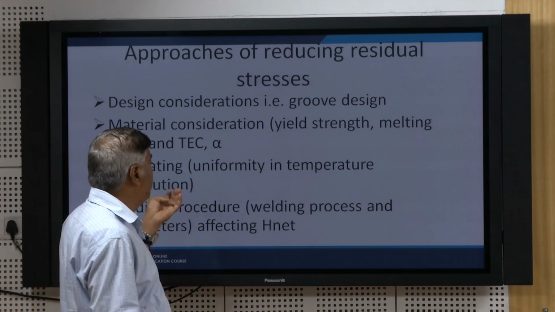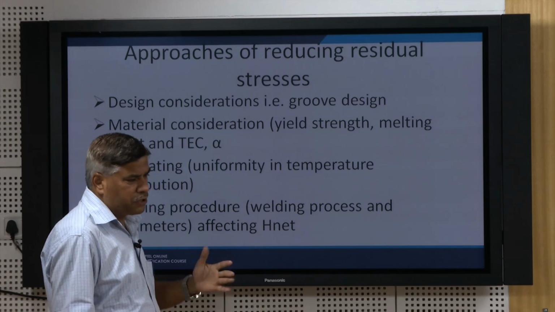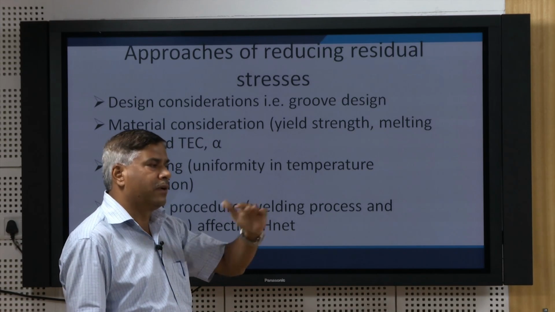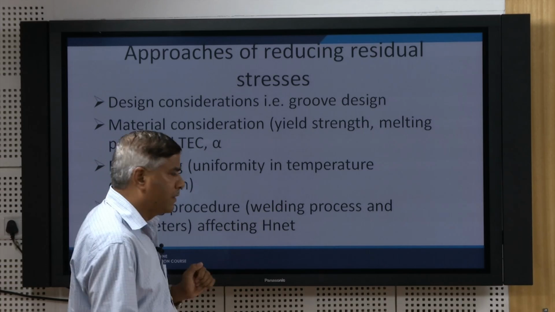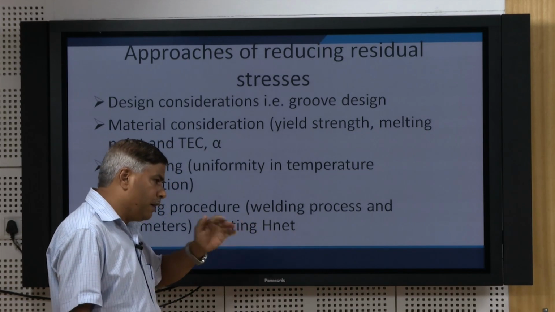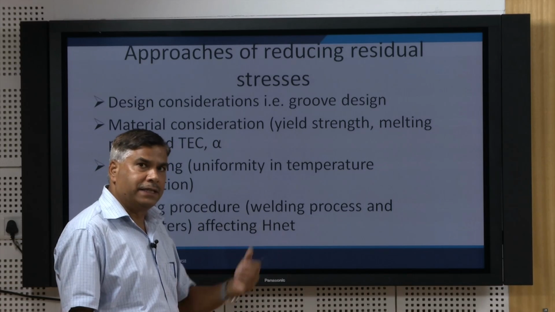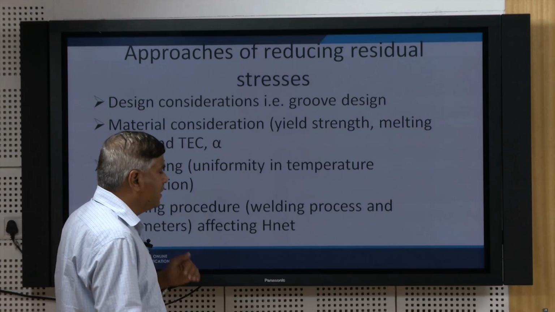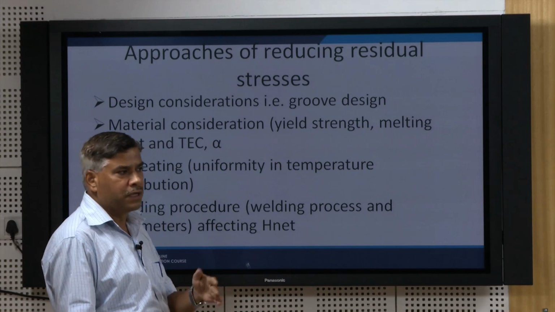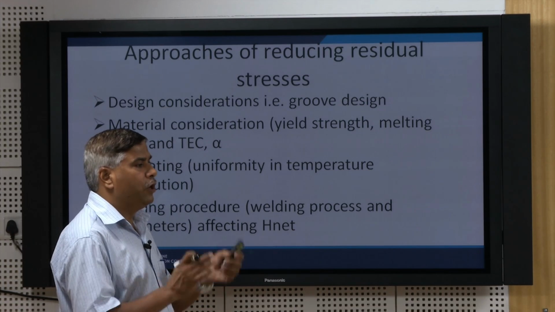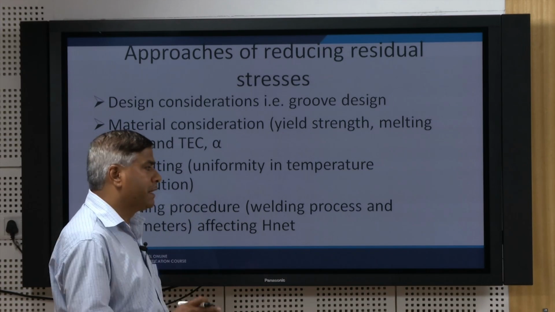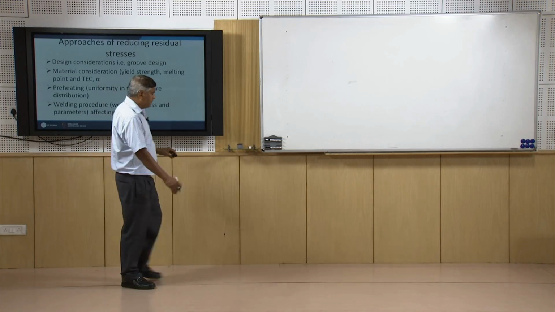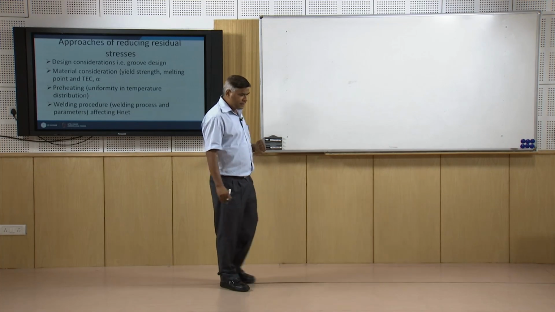Preheating helps in uniformity of the temperature distribution, which in turn helps to have more uniform expansion and contraction in the different zones of the weld metal as well as the heat affected zone, and that in turn helps to reduce the residual stresses. For the welding process, we will try to use high energy density processes so that the net heat input can be reduced, which will help in reducing the volume of the weld metal and base metal heated in the course of welding. So here now I will summarize this presentation.